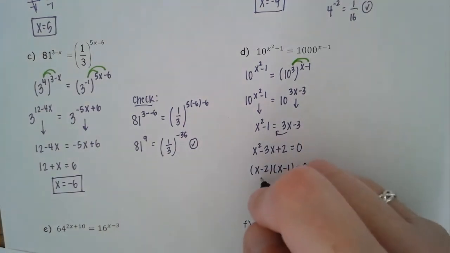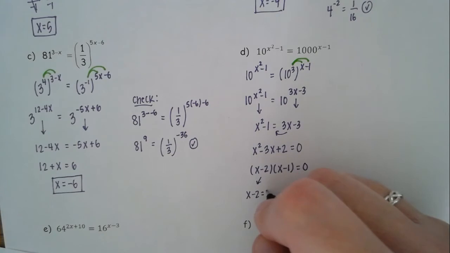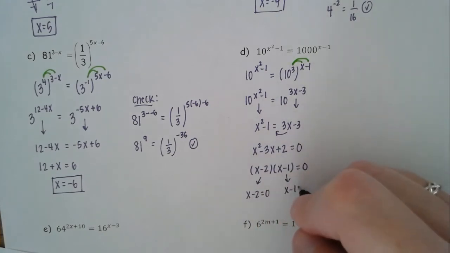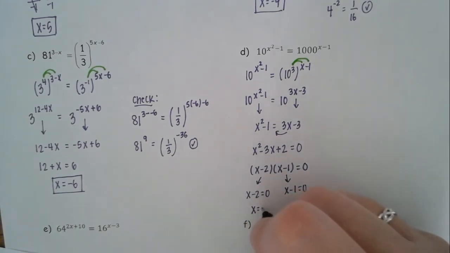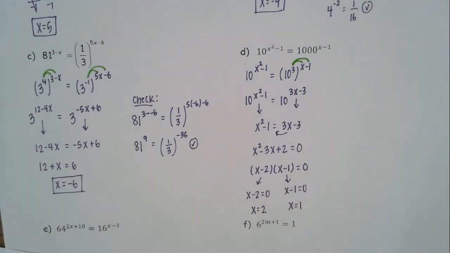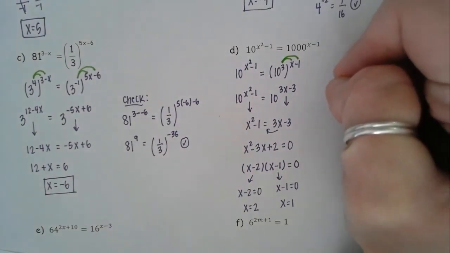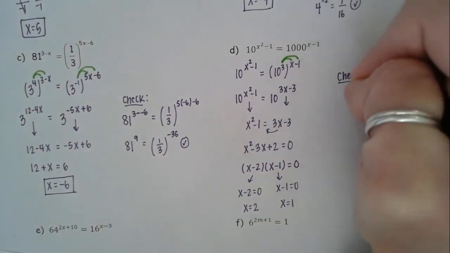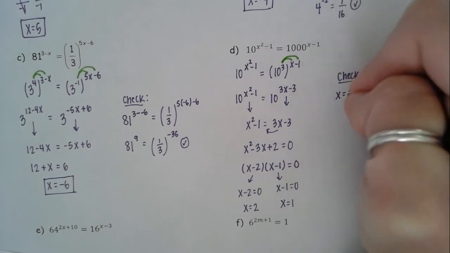And then when I use my zero product property, x minus 2 is equal to 0 or x minus 1 is equal to 0. This is going to give me x is equal to 2 or x is equal to 1. And in this case, I actually want to check both of these to make sure that they work. So I'm going to check x is equal to 2 first.